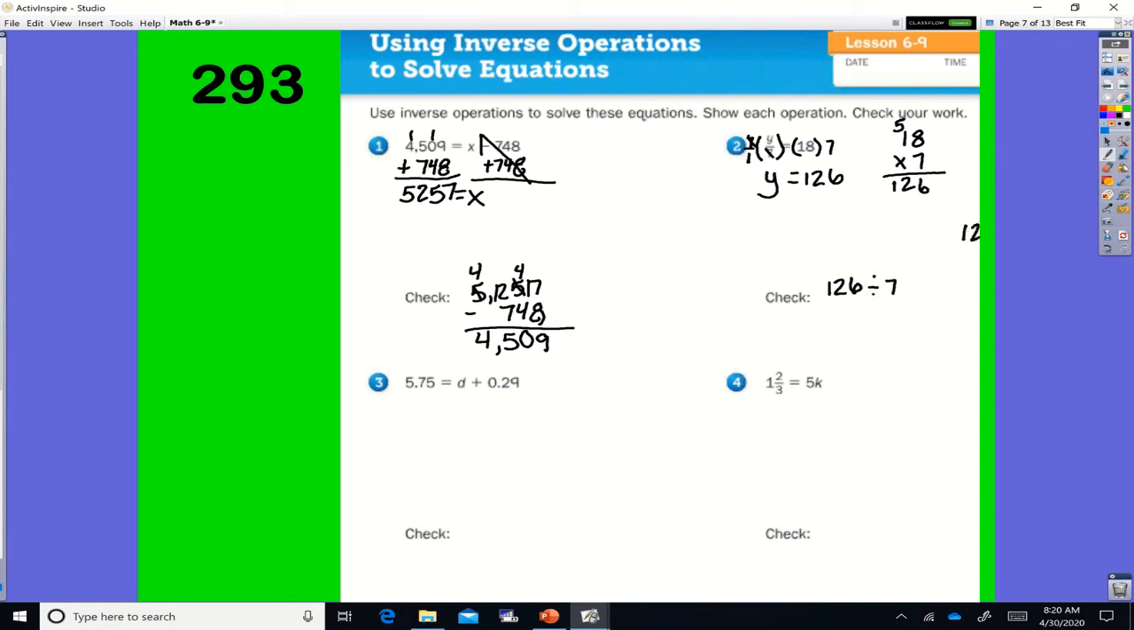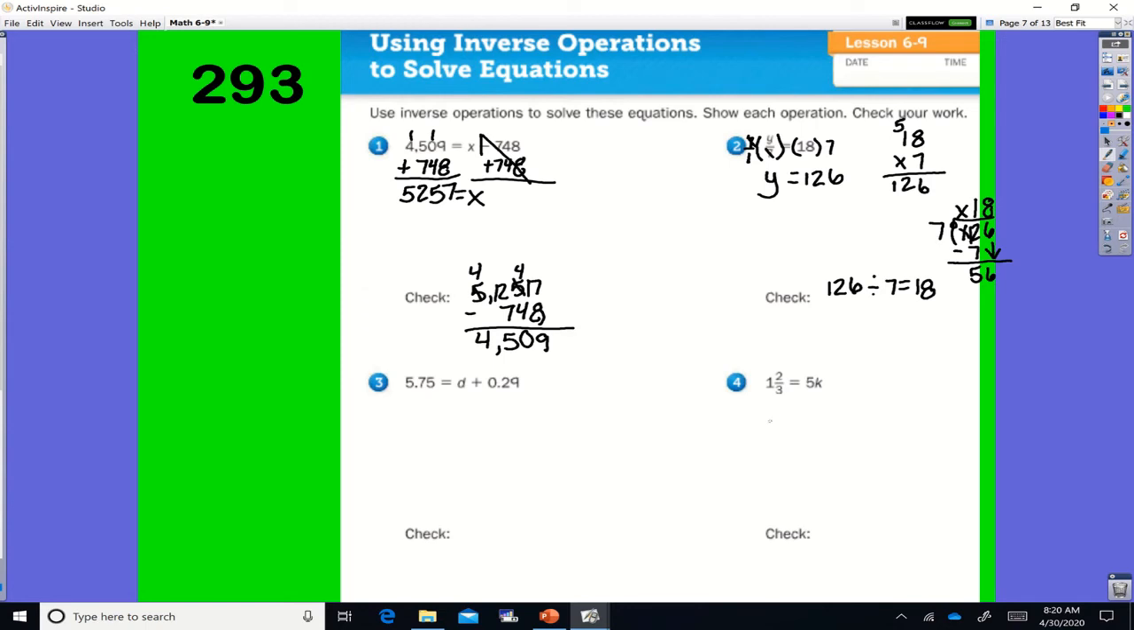So I have my 126 divided by 7. I can't do 7 into 1. 7 goes into 12 one time. We subtract, that gives us 5. We bring down the 6. 7 goes into 56 18 times. Our answer right here is 18. So we did it correctly.